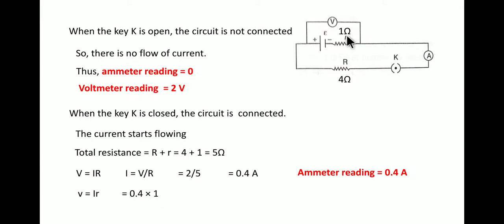So this is 1 ohm and 0.4 ampere is the current which is flowing through the circuit. That needs to be multiplied. So when you multiply, you will get 0.4 volt of voltage drop. So this is the voltage drop.